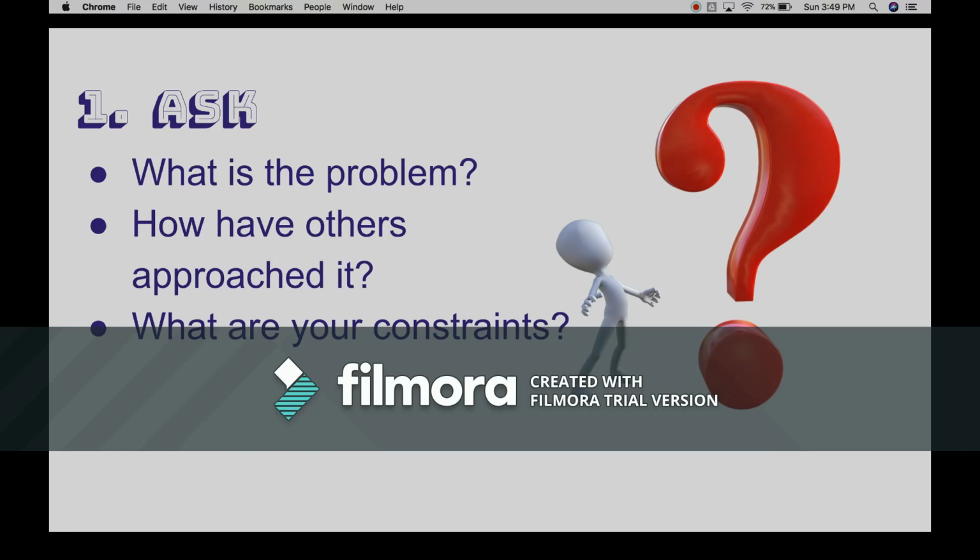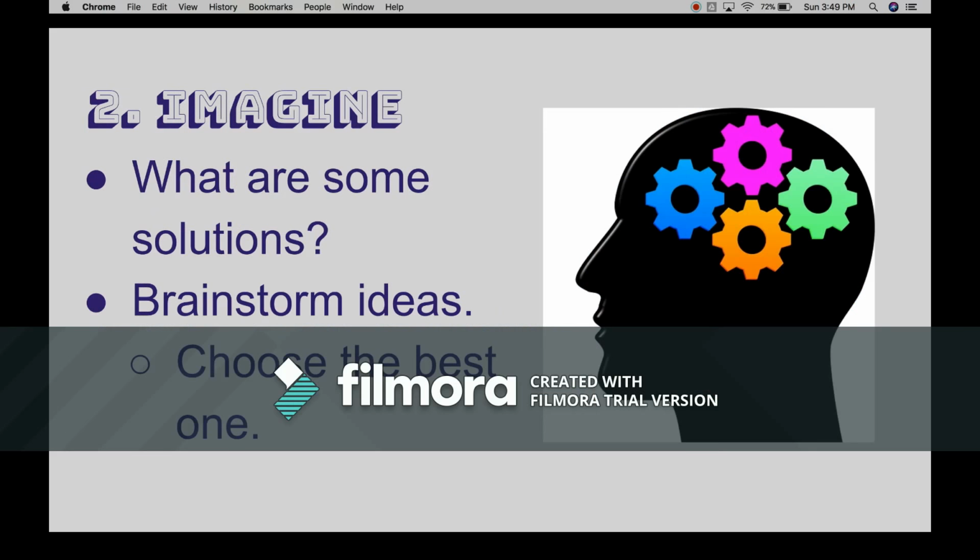How do you think others in the past have approached it? And what are some of those constraints that you have to follow? Meaning things that you're unable to use in the final solution to the problem. Once the problem is identified, you will then need to imagine. What are some possible solutions? Brainstorm ideas, bounce them off your classmates, and then narrow it down to the best possible one that you think will work to solve the problem.